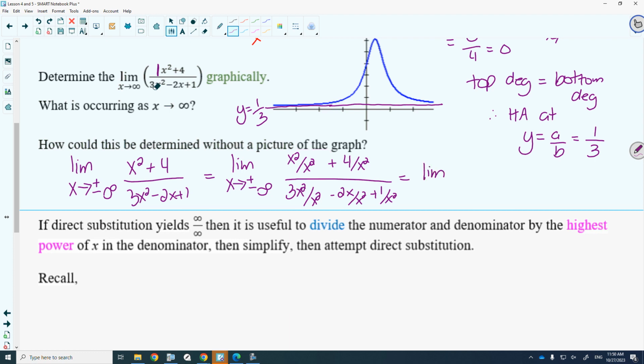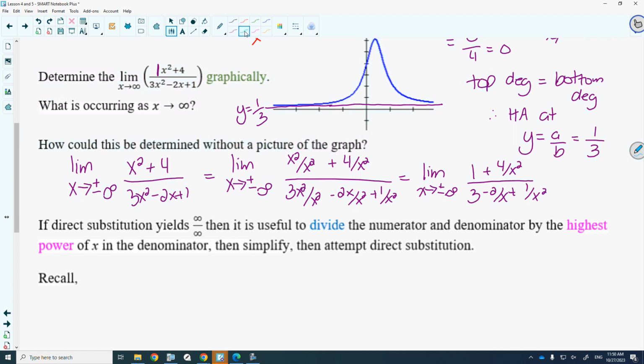The limit as x approaches either positive or negative infinity, I will have 1 plus 4 over x squared over 3 minus 2 over x plus 1 over x squared. As we approach infinity, 4 over a really big number would be 0. So that guy is 0, 0, and 0. The limit is going to approach 1/3, which means that there's a horizontal asymptote at y is equal to 1/3.